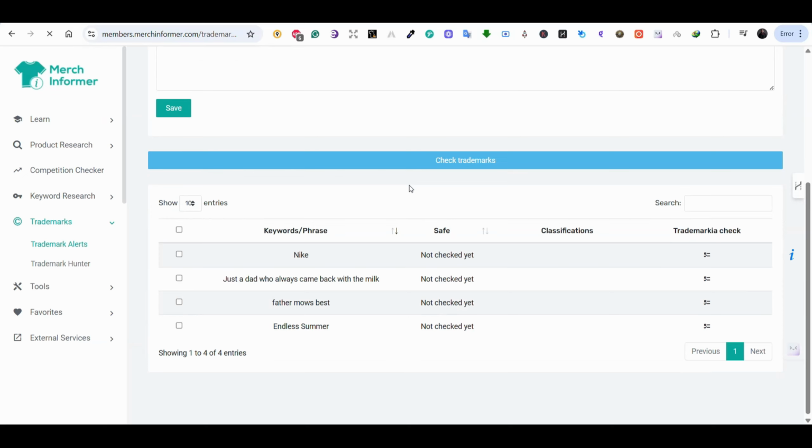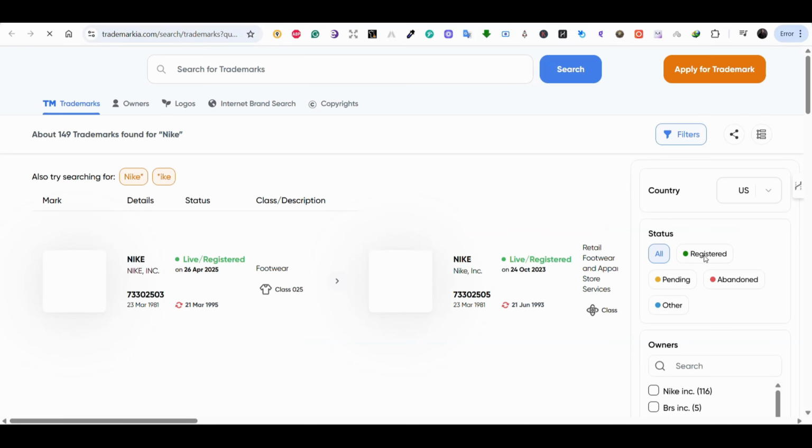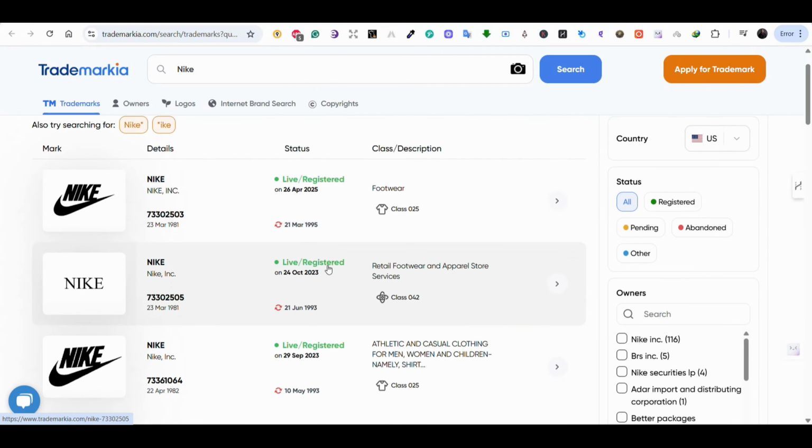Now we have all 4 keywords entered, but we need to press on the check trademarks button and wait for the result. And as expected, we got 2 unsafe trademarks. Nike is registered and endless summer is registered, but the other 2 keywords are safe. If we press on this icon here, this will take us to see the exact information, and we can see that the word Nike is live and registered in April 2025, and this shows that this keyword is not safe to work on for clothing.